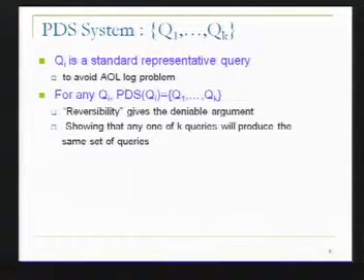The second is the deniability argument. For any query in the set of K queries, we should be able to get the reversibility. Any one of the K queries should be able to generate the same set, which will be issued to the search engine.